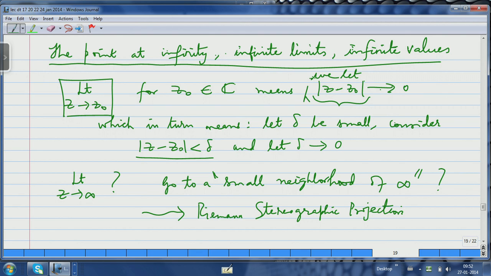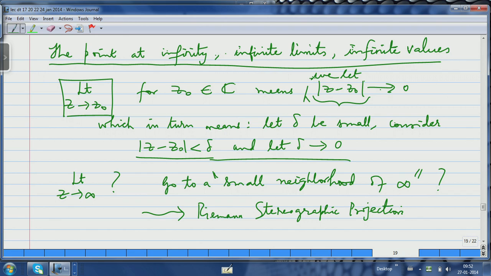And how does one do that? One uses the intuition in the last line of the definition, namely that letting z tend to z naught is supposed to mean that you are allowing z to vary in a small neighborhood of z naught. In the same way, letting z tend to infinity should mean that you allow z to vary in a small neighborhood of infinity. But now you know how to think of a small neighborhood of infinity: it is the exterior of a large circle on the complex plane centered at the origin.